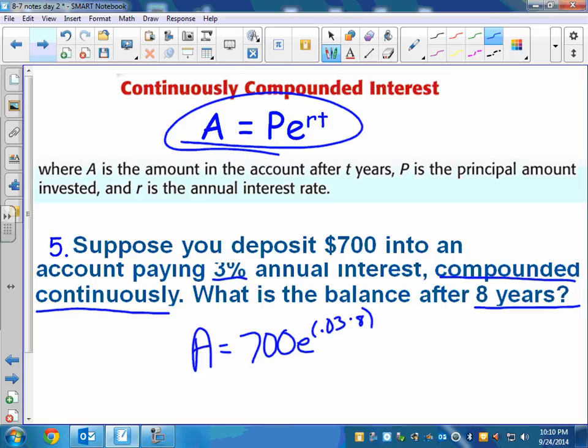And so then this becomes a calculator question. So 700 times e to the 0.03 times 8. Put that 0.03 times 8 in parentheses together. And that would be $889. And we're talking about money here, so round to the nearest cent. $889.87 would be the balance after 8 years. Okay?